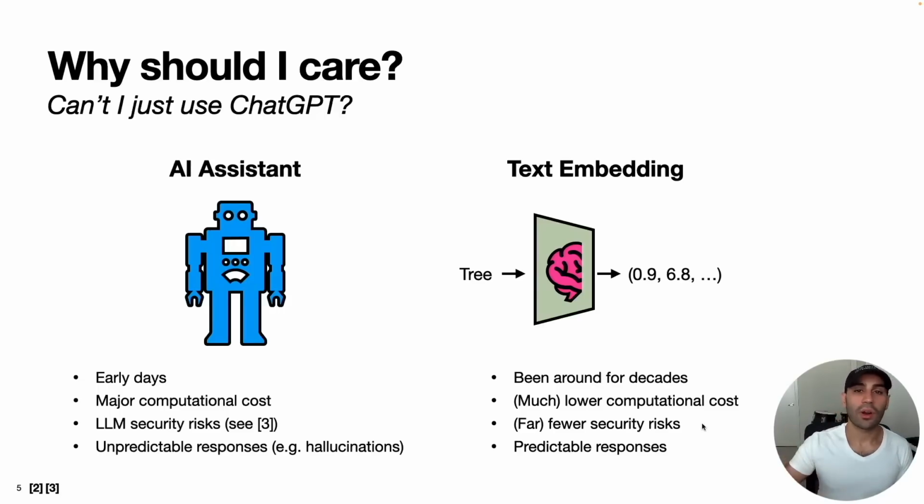Another is that there are far fewer security risks associated with using an embedding model compared to a large language model that users can access through a chat interface. Finally, the responses are more predictable because every word or piece of text will generate a deterministic set of numbers. So there's no randomness in this process.